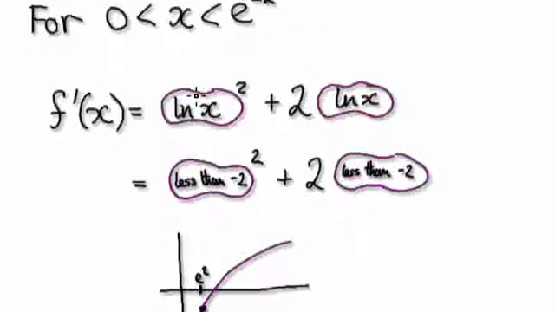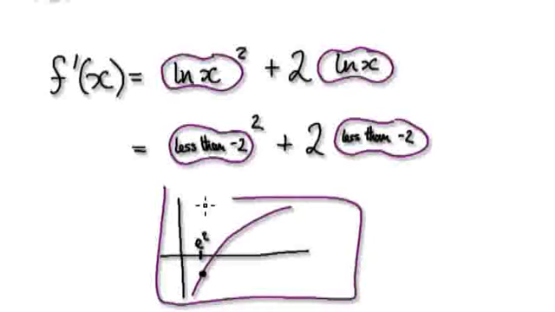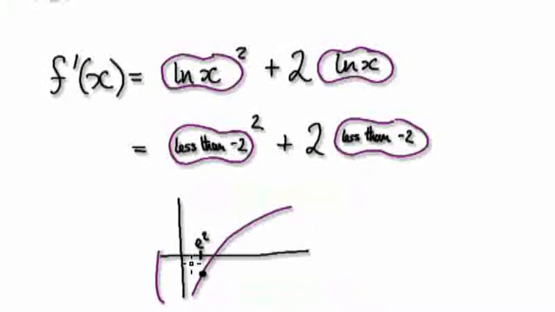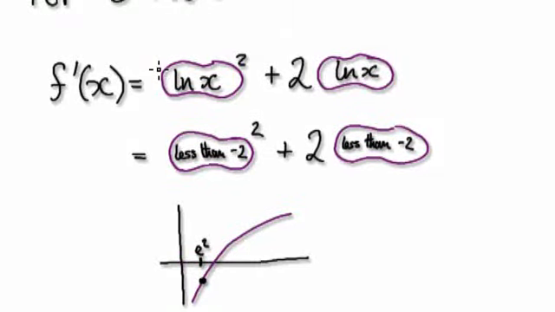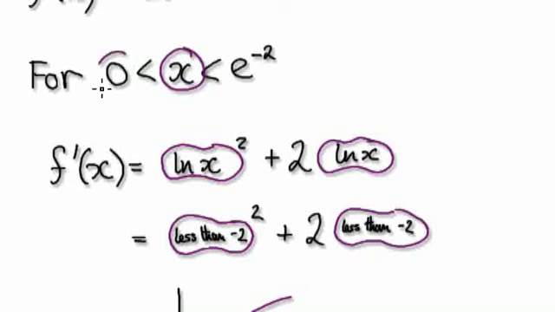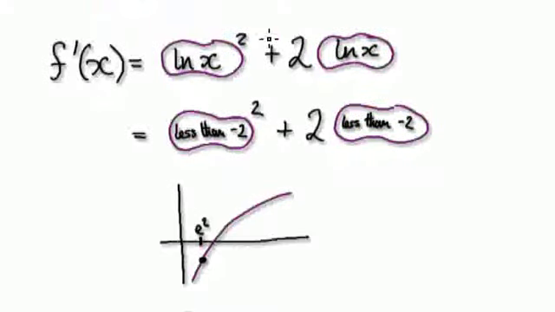But in this region here, you have to look at the graph. So this is our natural log of x. In this region, x is between 0 and e to the power of minus 2. Well, in this region here, this thing here will be less than minus 2. Sorry, there should be a minus 2 here. Hang on. There should be a minus 2 here.